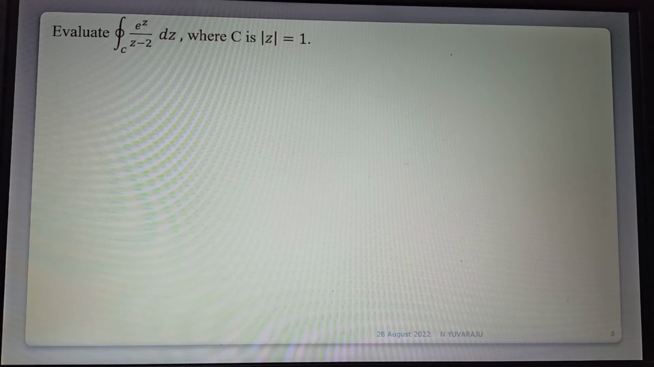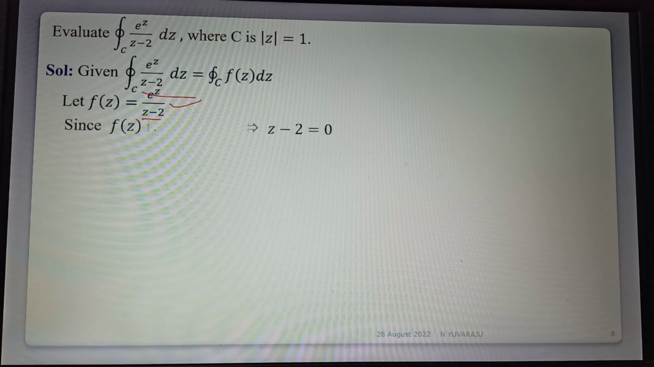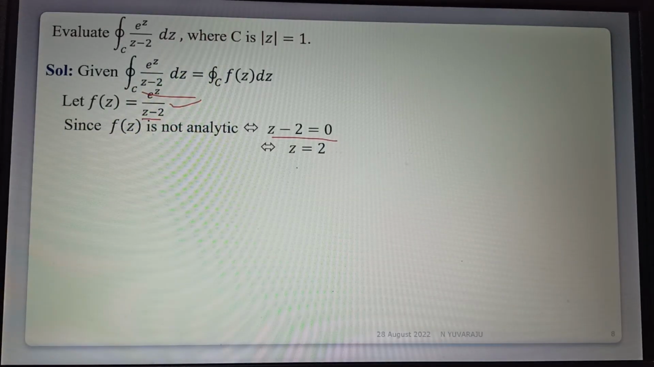Evaluate the integration over C of e power z by z minus 2 into dz, where the given region is |z| = 1 and the circle is with radius 1. So same procedure. The given function f of z is equal to e power z by z minus 2. Since the given function is not analytic when the denominator is 0, that is when z minus 2 is equal to 0, z is equal to 2, and at the point 2 the given function is not analytic. So now verifying whether z equal to 2 is inside or outside.